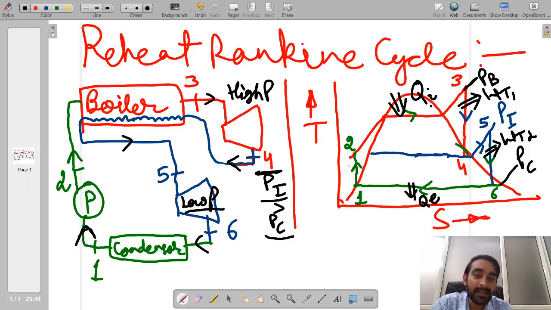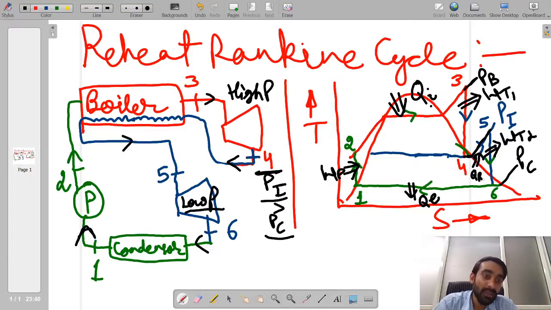Over here we also have a certain amount of pump work, which is represented by WP. And once again, from process number 4 to 5 we are adding a certain amount of heat, which is equal to QR, representing the amount of heat added during the reheat process.